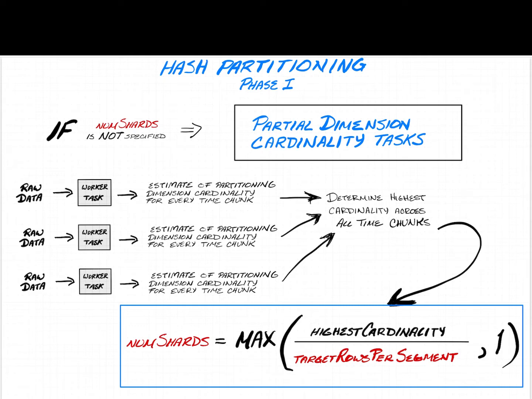Normally, the default value for target rows per segment is about 5 million rows. So if you have 25 million as the highest cardinality in a time chunk, it will naturally create 5 sub-partitions of that, and each of them will have 5 million rows, which is kind of nice. Now, if this value is lower than the 5 million cutoff point, that means the ratio is less than 1, so we'll end up with a single partition.